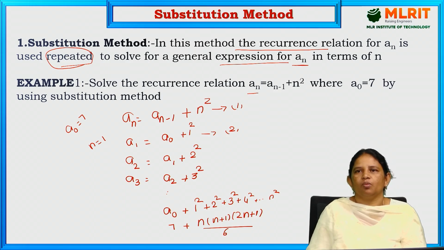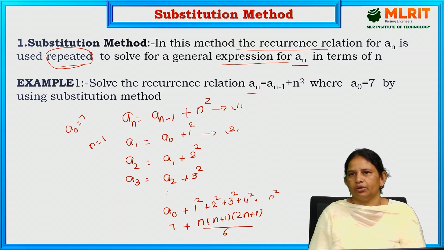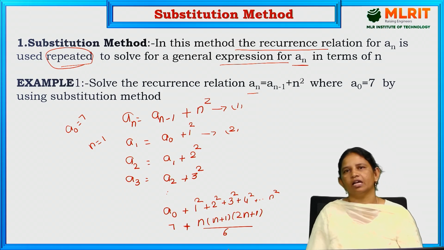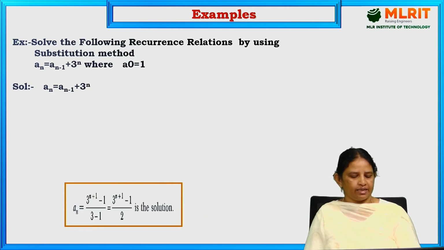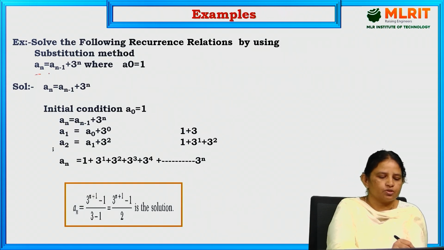That is the formula to find the solution for the recurrence relation. If you want, you can do the fractional fractions and we have to find the solution. So 7 plus n into n plus 1 into 2n plus 1 by 6 is the solution for the given recurrence relation. Second example. Solve the following recurrence relation by using the substitution method.